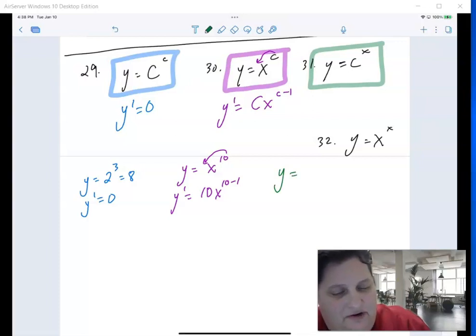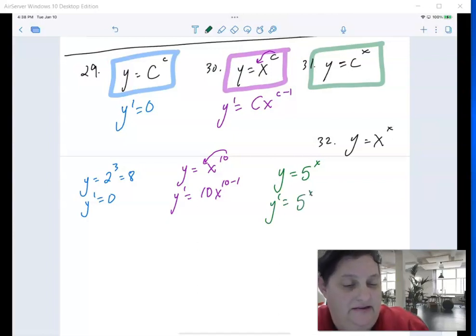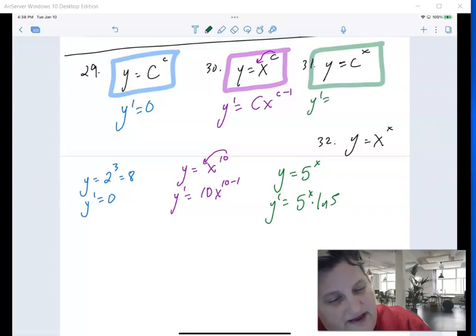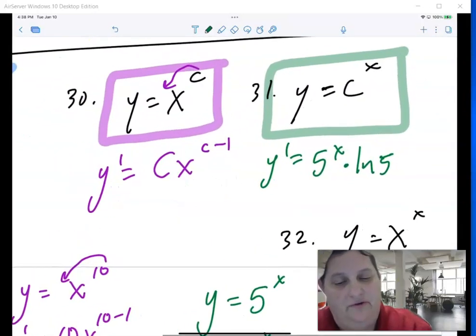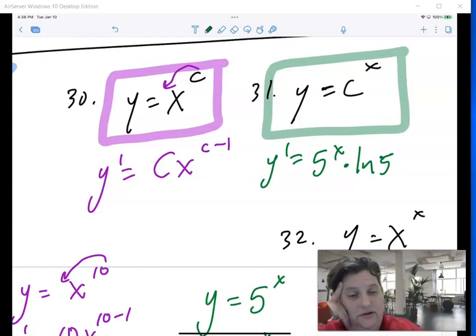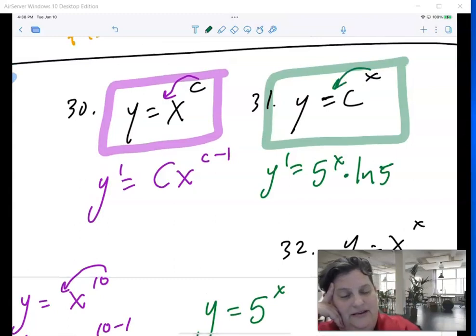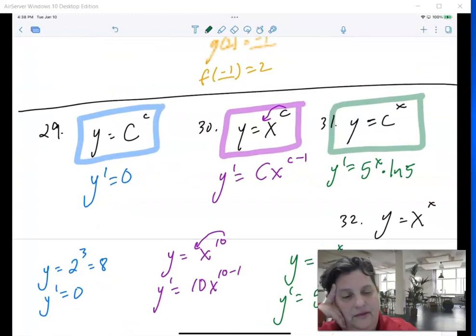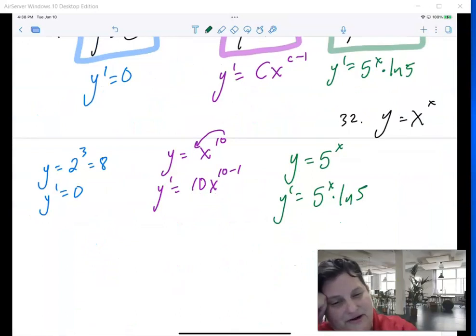Okay, now this next one, y is a constant to the x, let's say 5 to the x. We learned that, right, guys? The derivative of a to the x is a to the x ln a. So the derivative of a constant to the x is 5 to the x ln 5. It's wanting you to see that these are different rules. If I have x to a number, versus a number to x, it's two different rules. This one, we're not bringing it down and subtracting 1. It's a different rule.